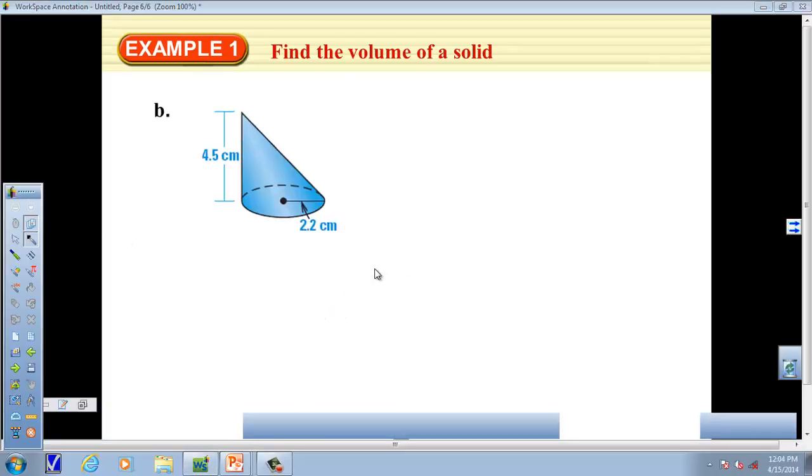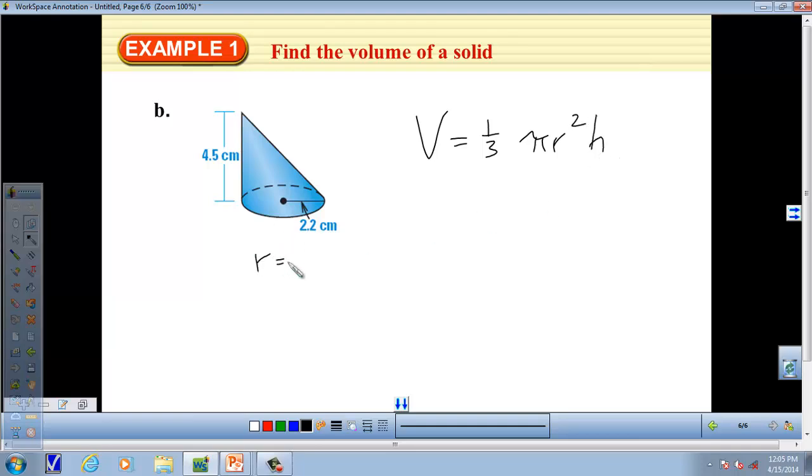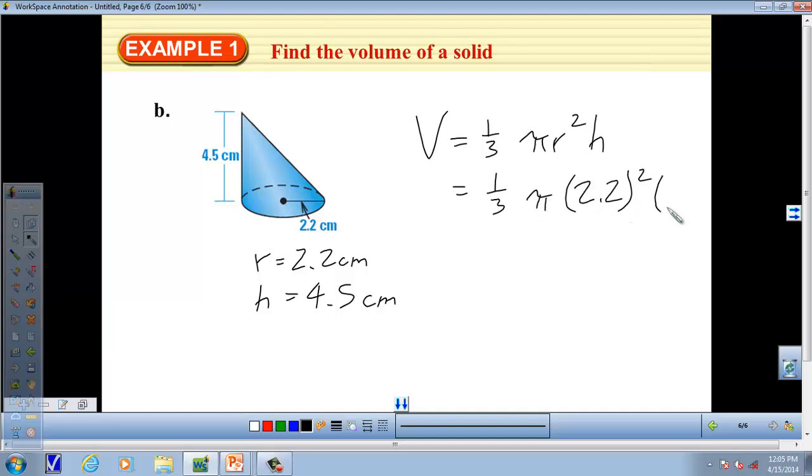Remember, Cavalieri's principle holds up here, so even though it's slanted, we just look at the radius and the height and we have our answer. So again, since it's a cone, it's 1/3 pi r squared h. Our radius here is 2.2 centimeters, and our height is 4.5 centimeters. This is going to give us 1/3 pi times the radius, which is 2.2 squared, times the height, which is 4.5.